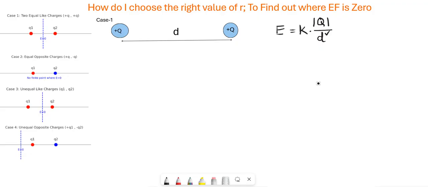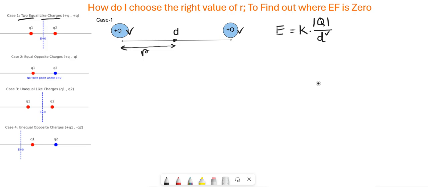The very first case, number 1, has multiple charges. The first one is Q and Q. This is a charge Q and this is also charge Q, so they are equal, and both are positive. It means they are like charges. So the first case: two equal like charges, plus Q, separated by a distance of D. At which point is the electric field 0? Let's assume at this point, at a distance R from Q1, the electric field is 0.